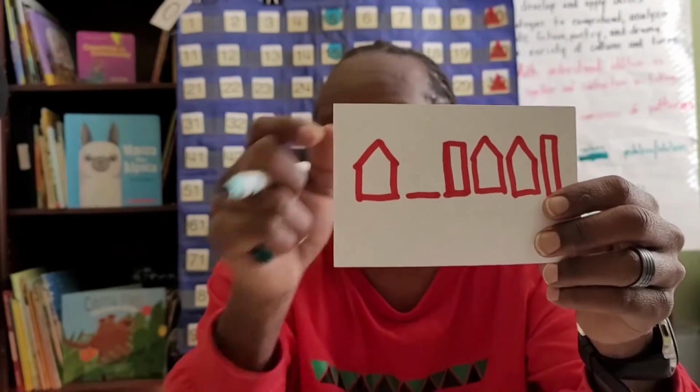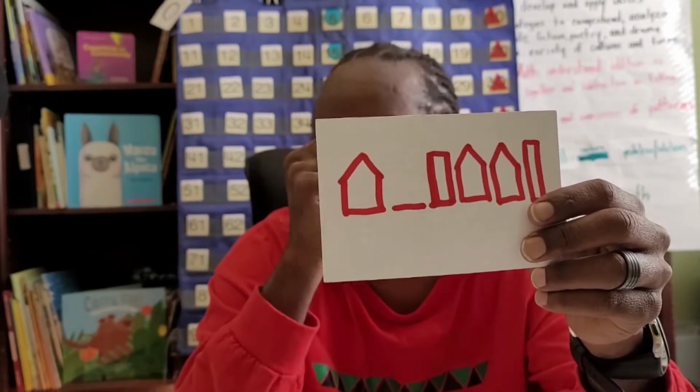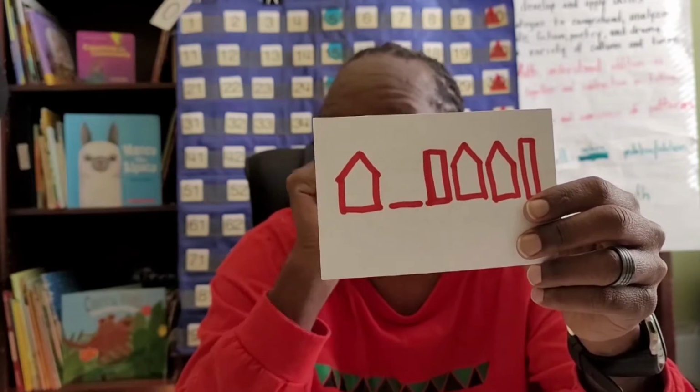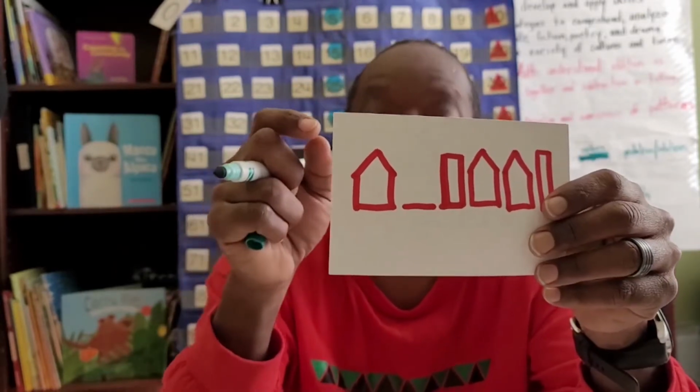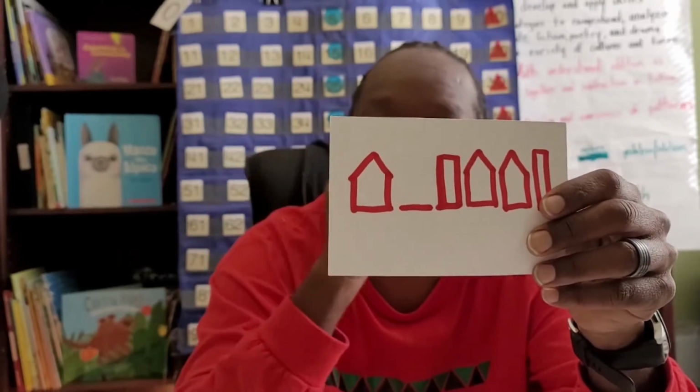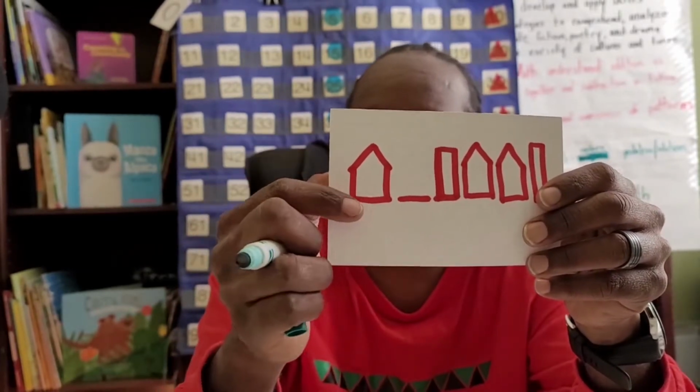Who can name these shapes? It has 5 sides. What shape is that? A house? Yeah, it kind of looks like a house. But it's a pentagon. That's right. It's a pentagon.